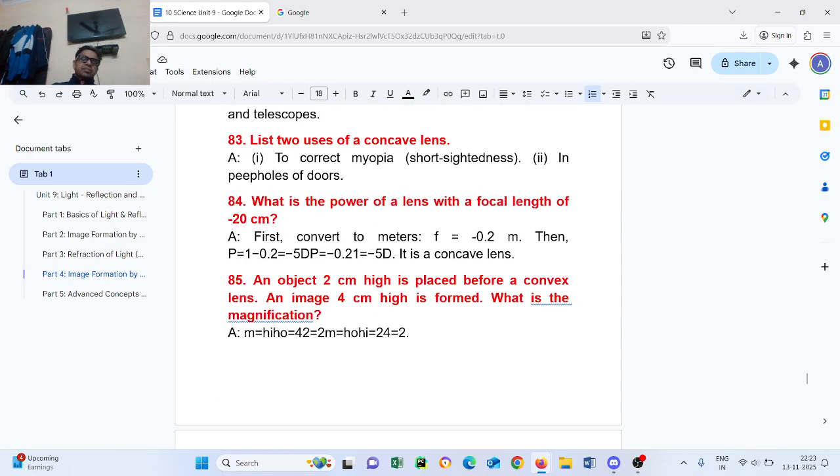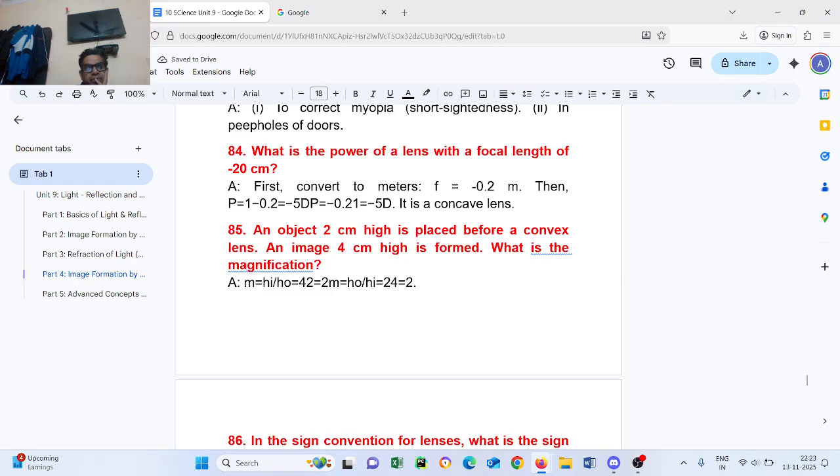Question number 85. An object 2 centimeter high is placed before a convex lens. An image 4 centimeter high is formed. What is the magnification? M equal to hi upon ho, 4 upon 2 equal to 2.